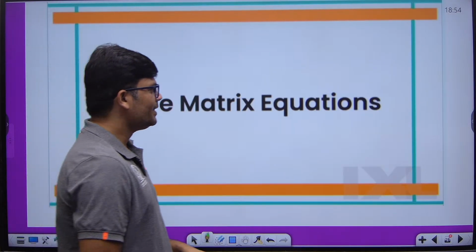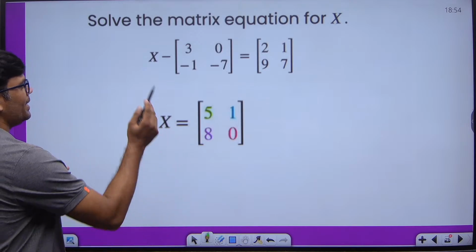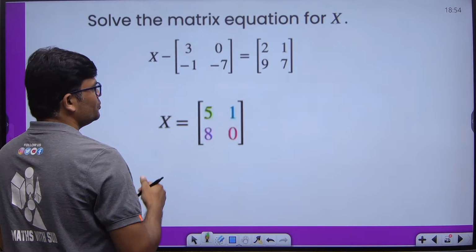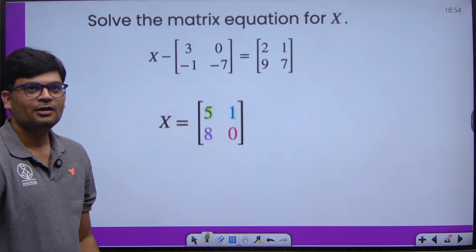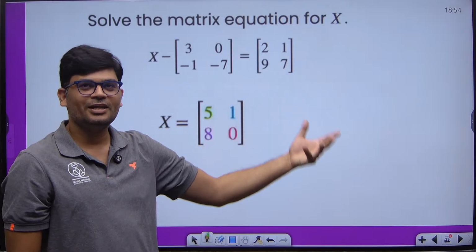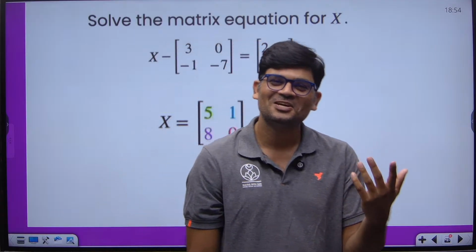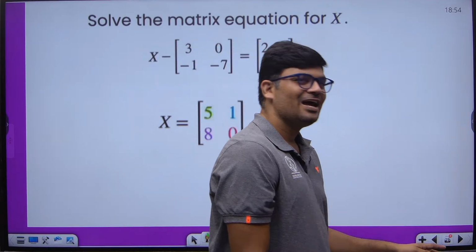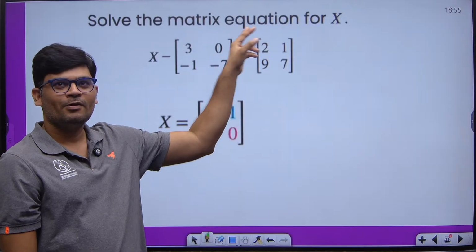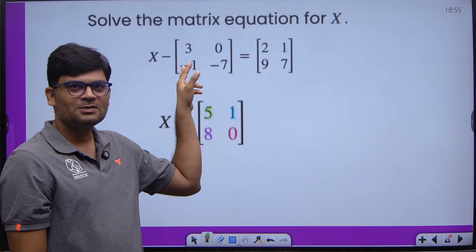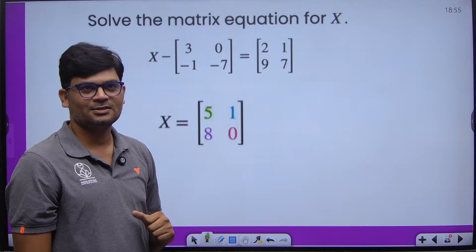So, solve matrix equations. You may be given a question like this: x minus something is this. So how to find x? You will take this on the other side, and as I told you, 80% of mathematics is linear equation in one variable. Then you can add them and find the result. See, 2 plus 3 is how much? 5. 1 plus 0 is 1. 9 minus 1 is 8. And 7 minus 7 is 0. It was that easy.